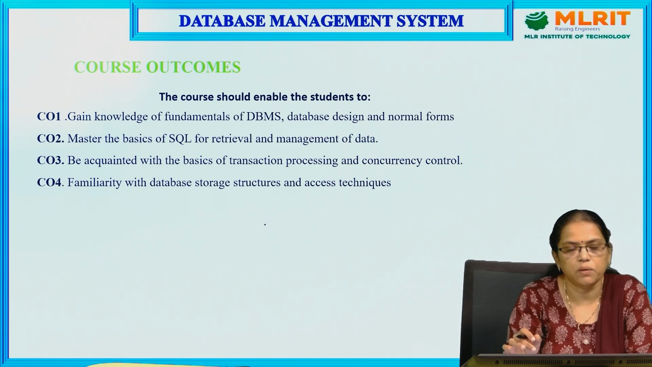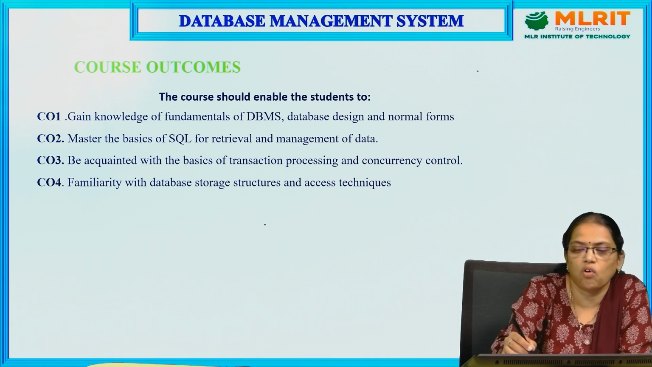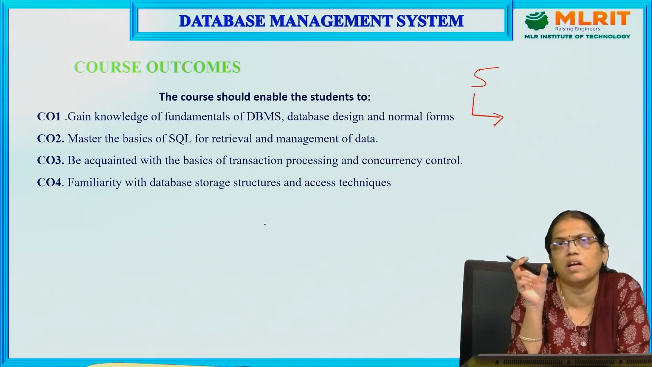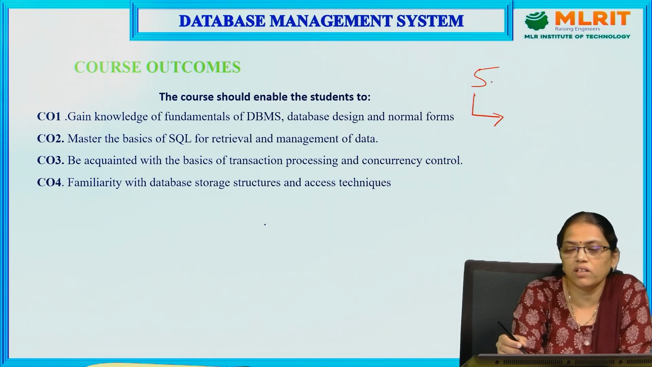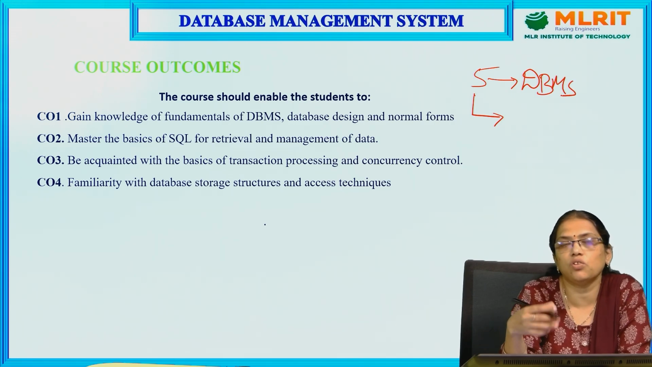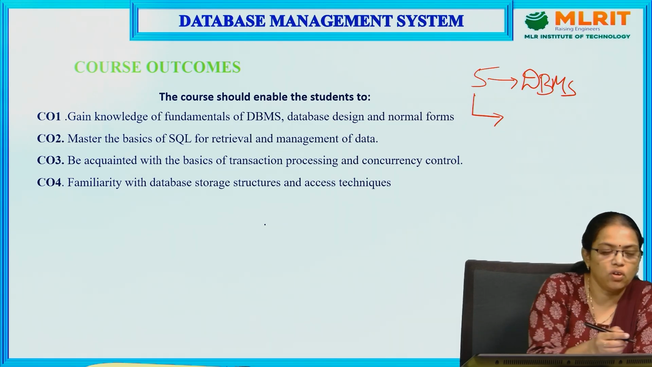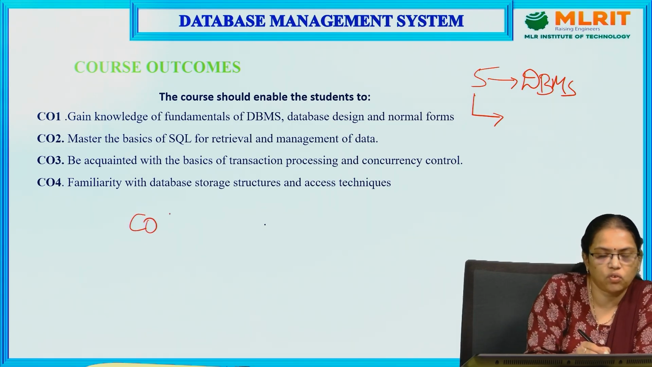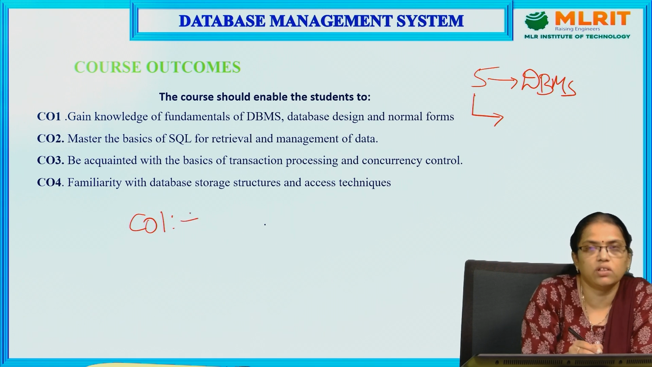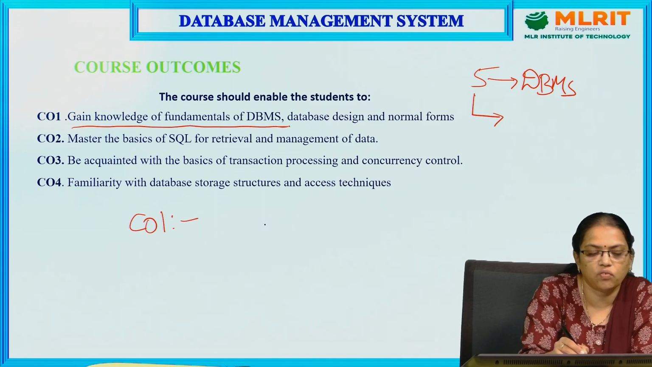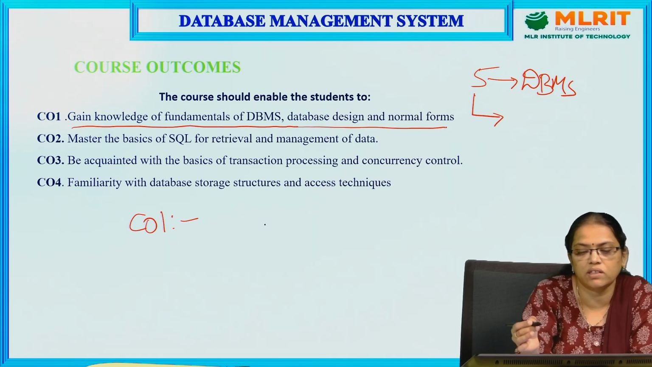Now we have already discussed all the 5 units, and we already know the 5 units' main headings and also the subheadings. After the students have finished the 5 units, we should know what they have achieved from learning database management system. So here we have 4 course outcomes. In the first course outcome, the student will be able to know the fundamentals of DBMS, database design and normal forms.